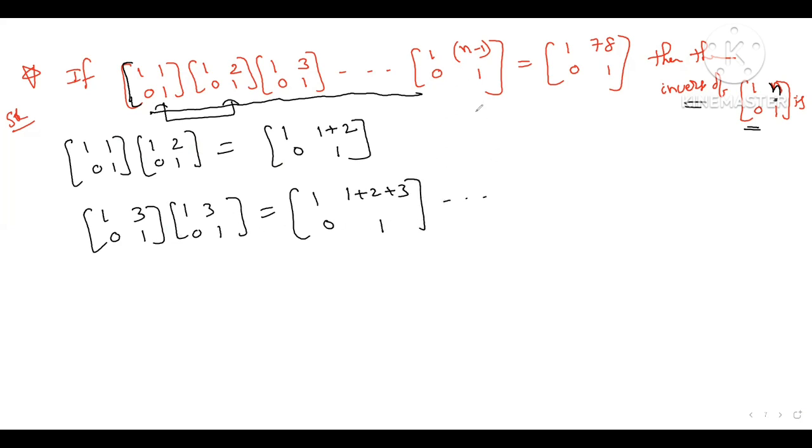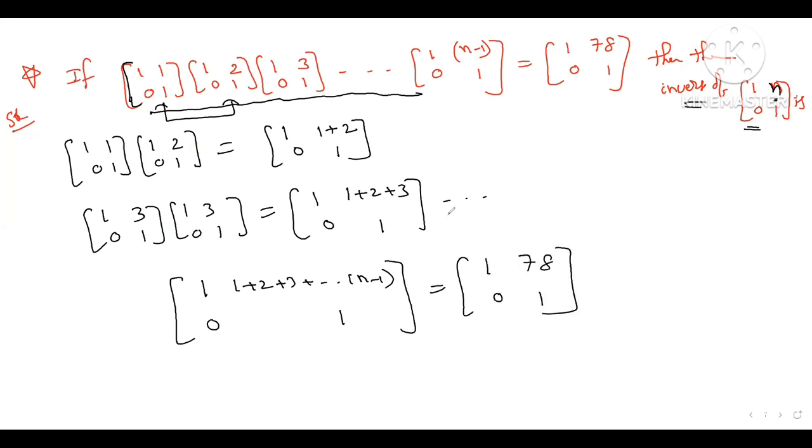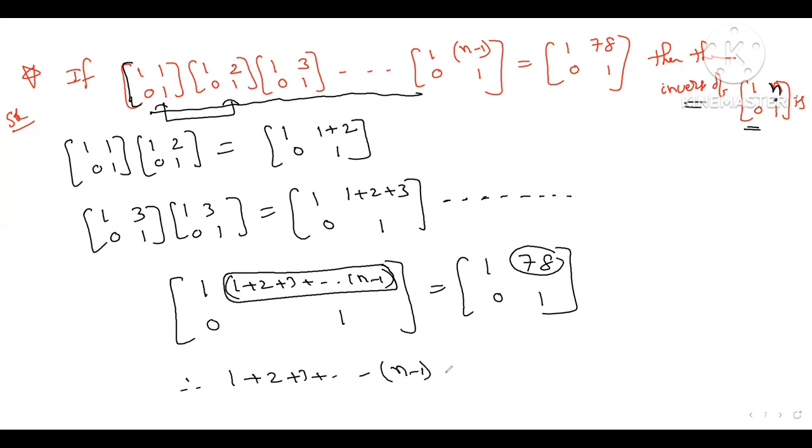Up to how many matrices are there? N minus 1 matrices are there. So after the product, it becomes 1, 1 plus 2 plus 3 plus and so on up to n minus 1, 0, 1, which is equal to 1 78 0 1. Now these two matrices are equal, so corresponding elements are equal. Here the first row, second column element, 1 plus 2 plus 3 plus and so on up to n minus 1, is 78.